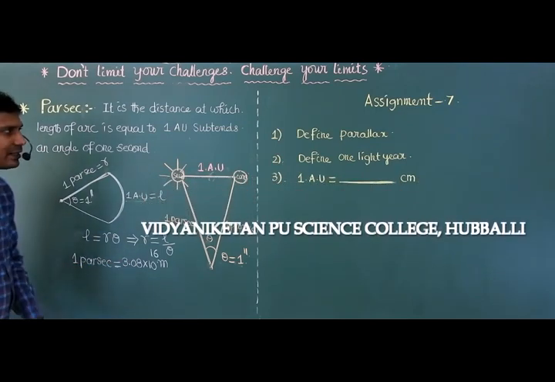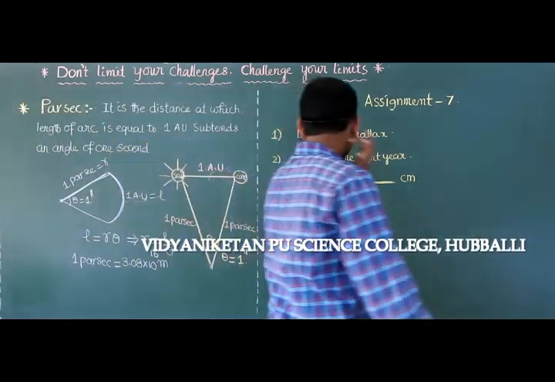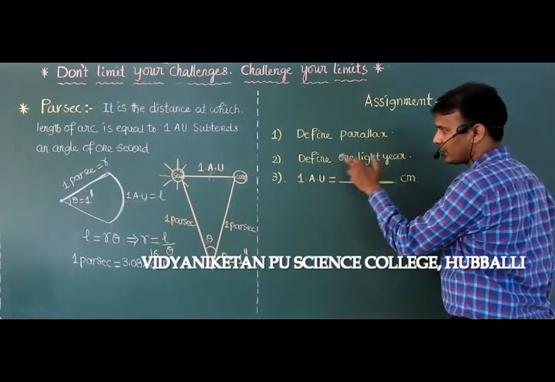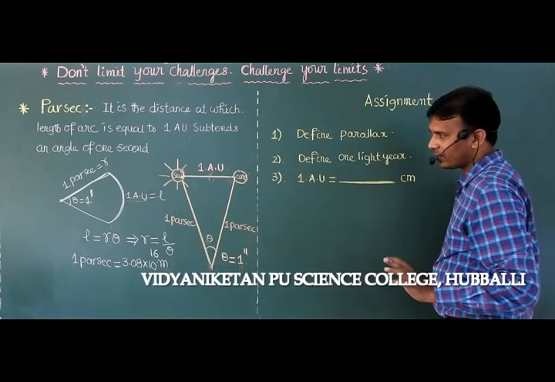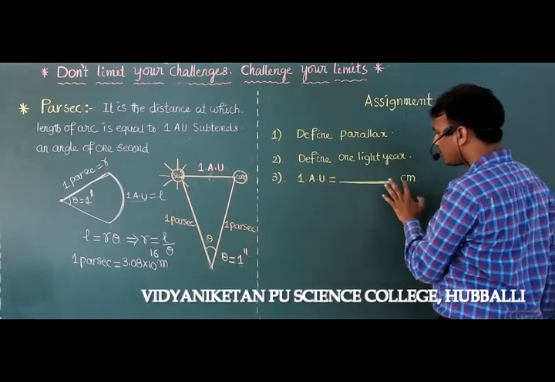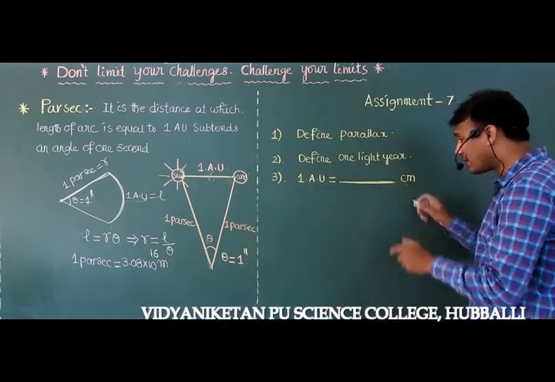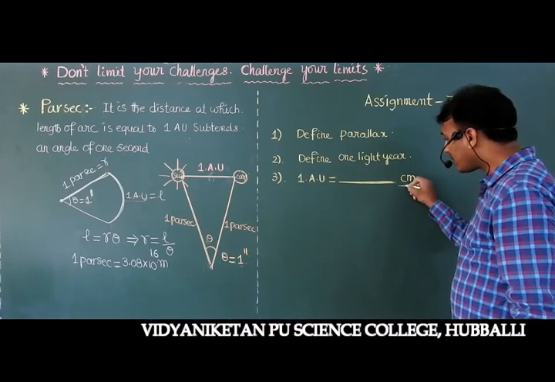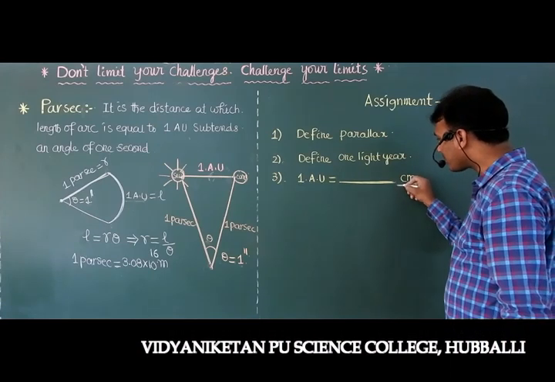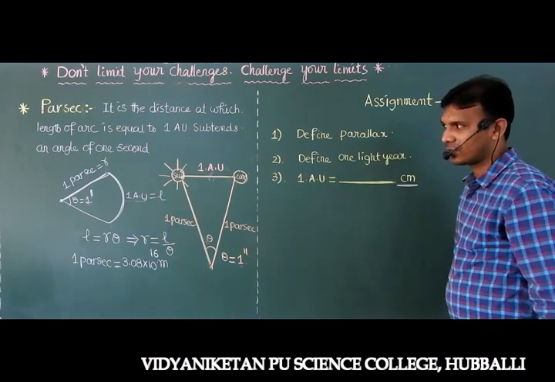I hope it is clear. So today's assignment, sir: define parallax, define 1 light year. 1 astronomical unit is equal to how many centimeters? See, I am not asking meters. How many centimeters? Clear?